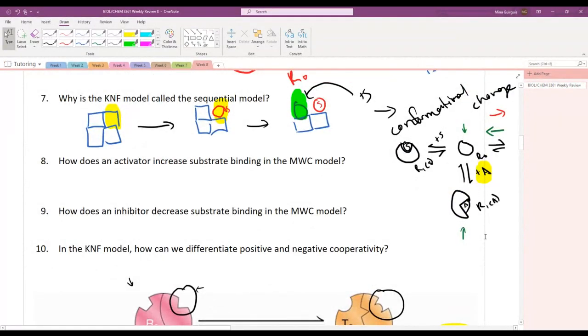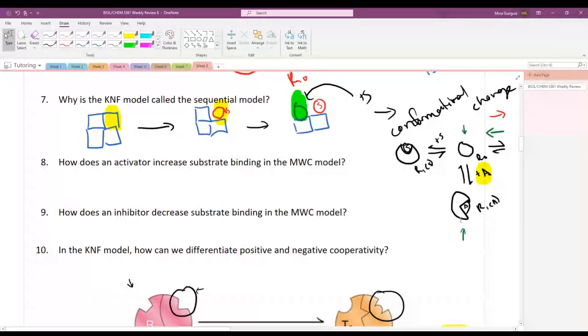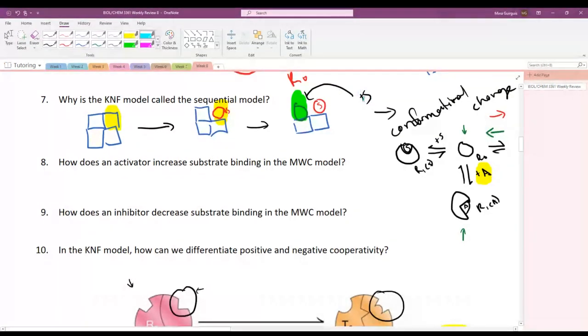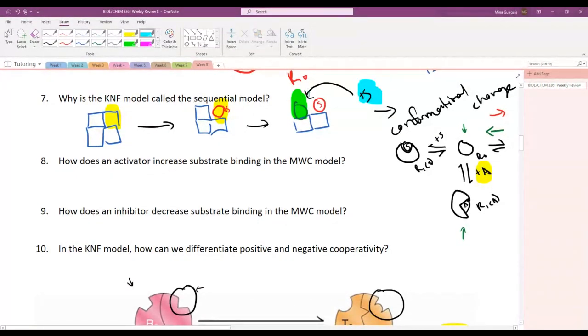So number 10, in the KNF model, how can we differentiate positive and negative cooperativity? When I described this KNF model, I said it induces a conformational change. I kind of hinted at that when I drew this. Let me use a blue highlighter just to show them apart. This plus S bit, this substrate can now bind to this green top left subunit. We don't know whether that binding is increased or decreased, okay? And I'm going to go ahead and show the diagram from your slides in your book because I don't know that I could draw this well.